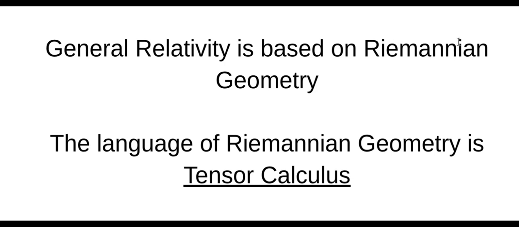General relativity is based on Riemannian geometry. The language of Riemannian geometry is tensor calculus. Now, is this a mathematically correct way to say this? I don't know. It's the way I understand it. You have to start here. If you don't have this background, this is not going to make any sense at all. Okay, having said that, let's try anyway. But I highly recommend you seek out this course.